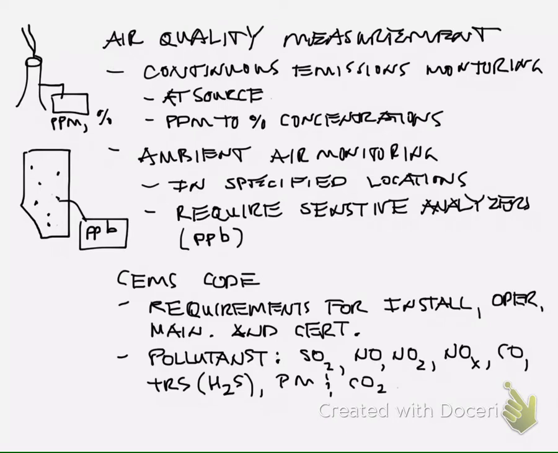code are going to be SO2, nitric oxide, nitrogen dioxide, NOx, which stands for total nitrogen oxides, or basically the combination of NO and NO2. It also specifies monitoring for carbon monoxide, which is CO, TRS, which is total reduced sulfur or sulfides, and this is going to include H2S, so pollutants that have a sulfur atom in them, particulate matter, which is PM, and carbon dioxide.